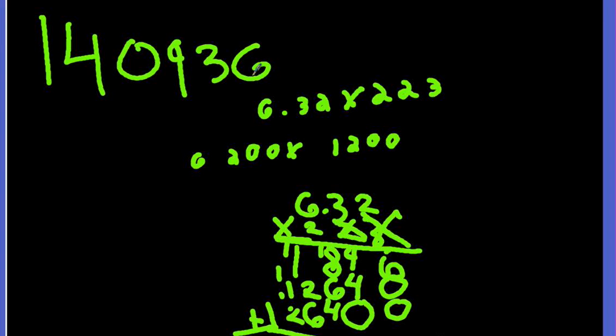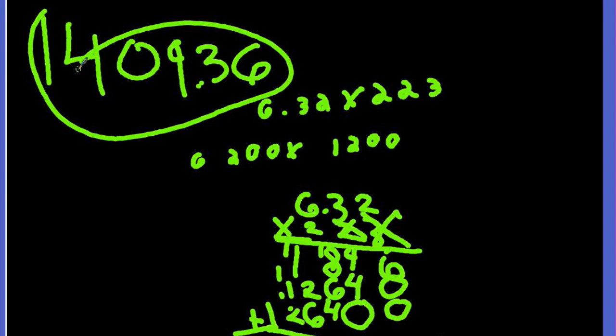3, 6, and there's 2 numbers behind the decimal, so we're gonna come up here, put the decimal right there, and this is your number.